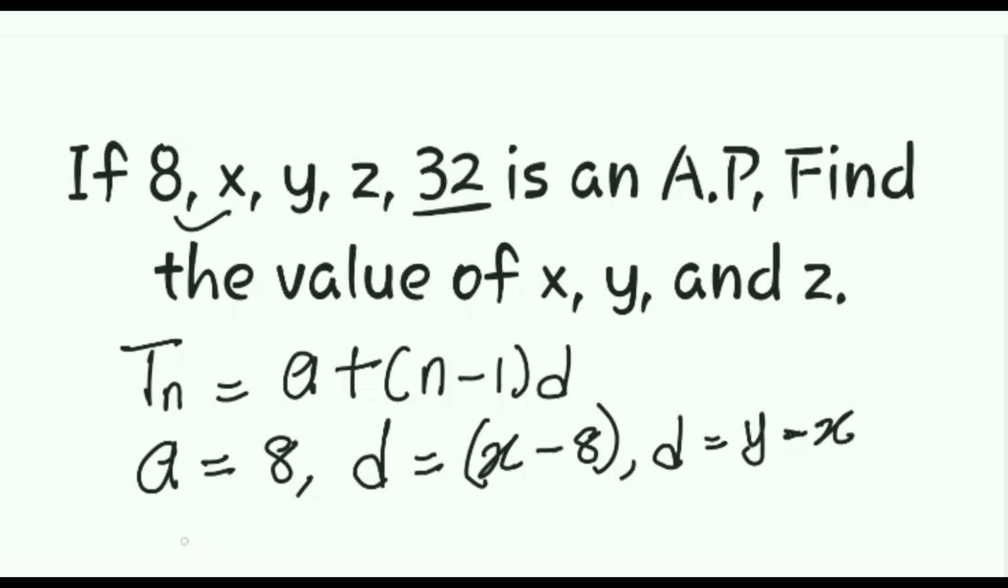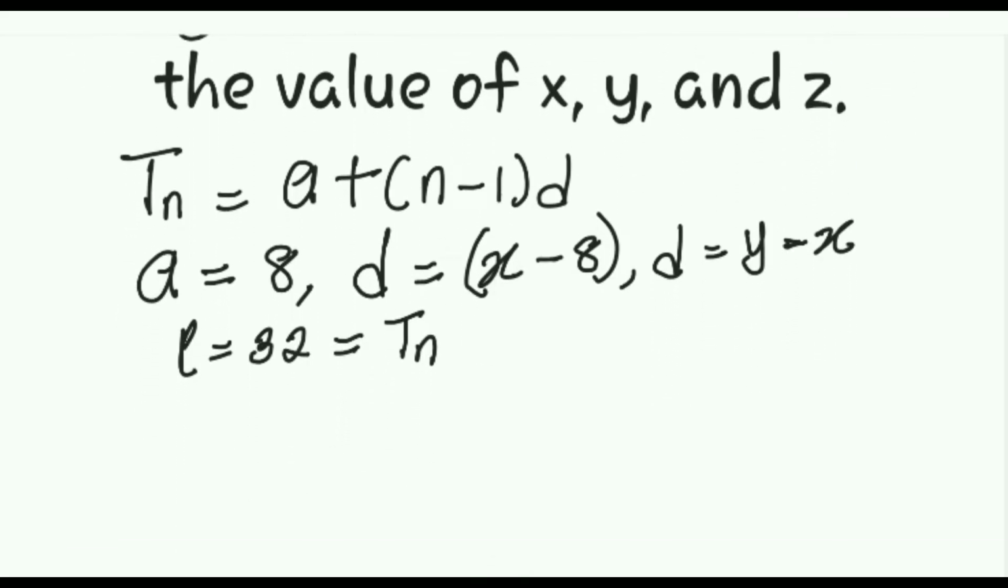32 is the last term. The last term is also the same as the nth term of an AP. How many terms do we have in total here? We have 1, 2, 3, 4, 5. So the value of the fifth term, which is the same as the last term, is 32. So we could say that the fifth term is 32. So let's use that information to solve this problem.